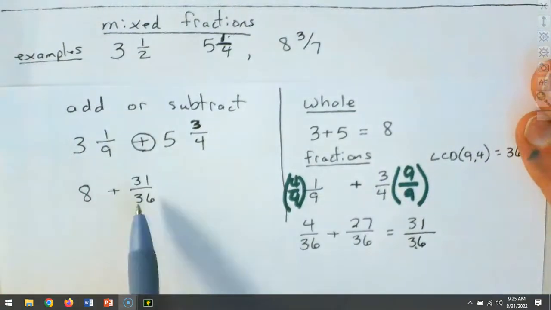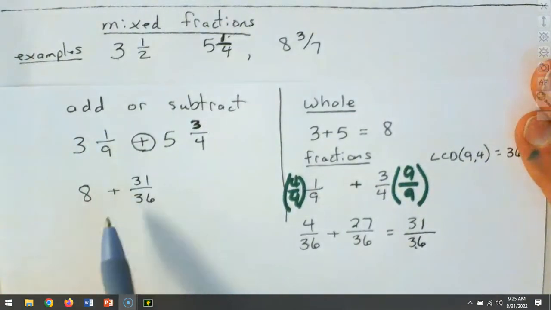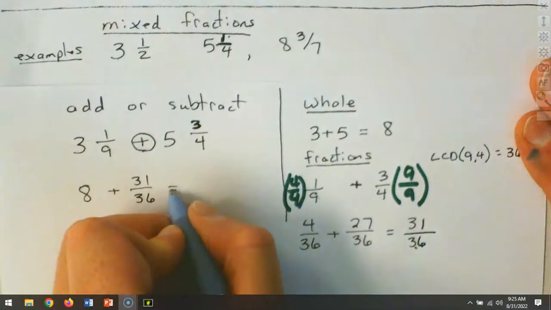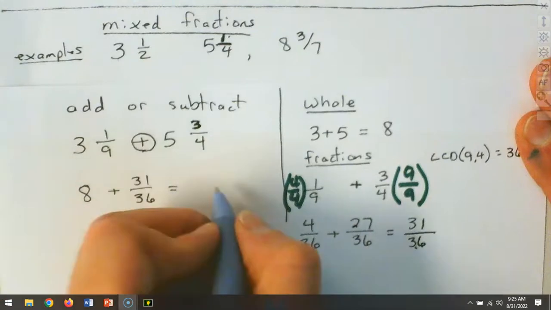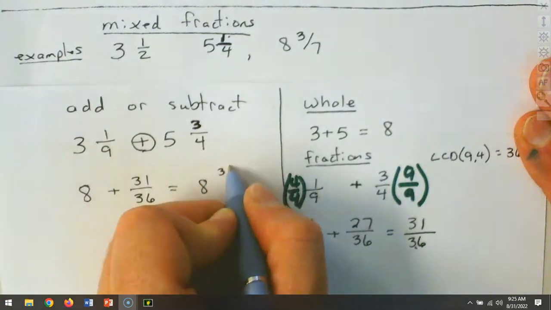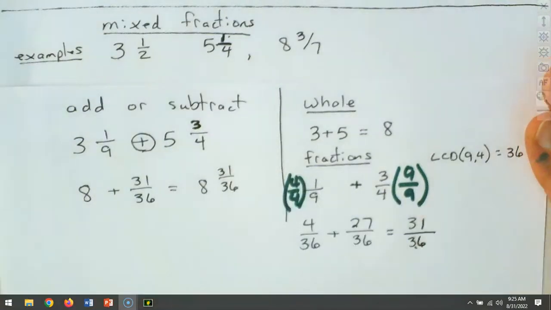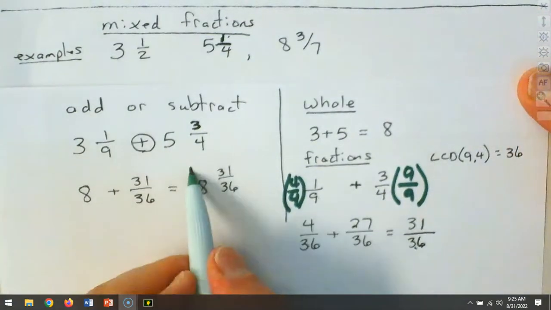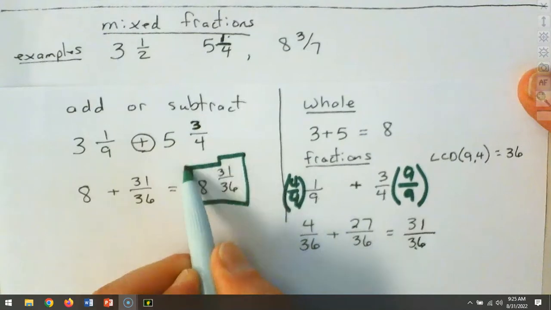The reason why I'm writing it like this is sometimes you may have to work with it more. But in this case, we don't. We can put them together, and we can write this as a new mixed fraction. As a new mixed fraction, that would be 8 and 31 over 36. So we can rewrite that as a brand new mixed fraction there.